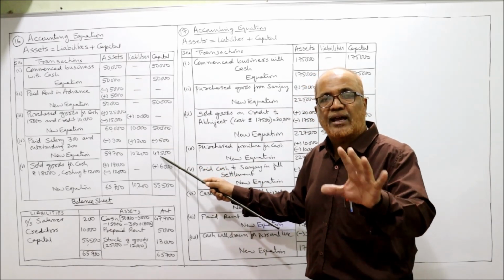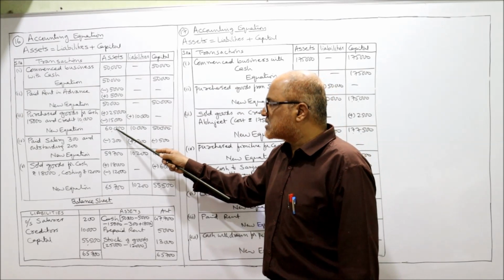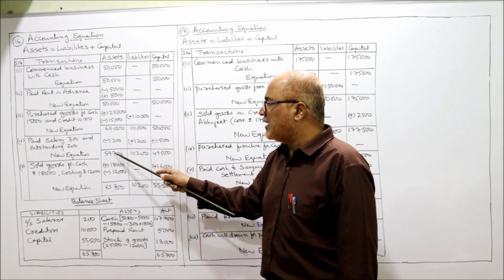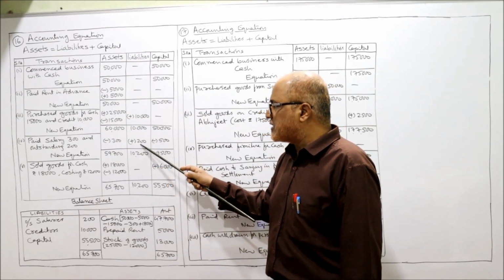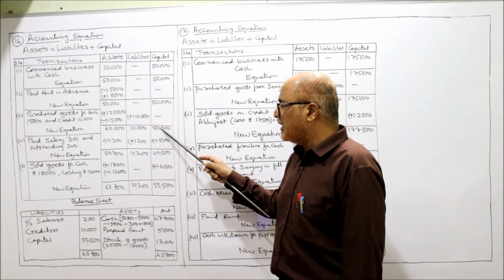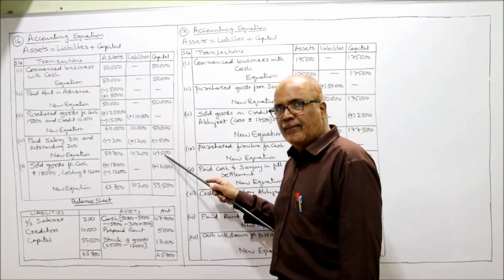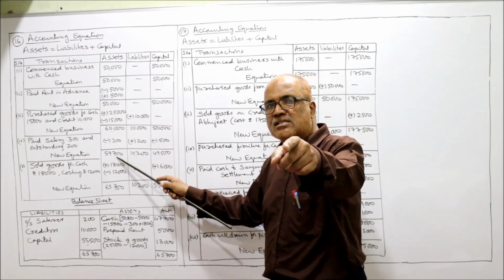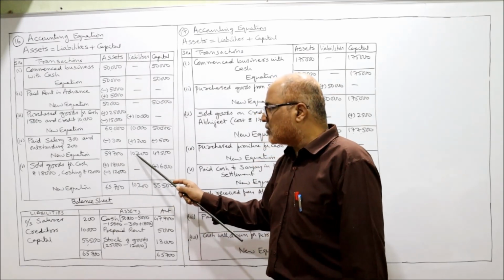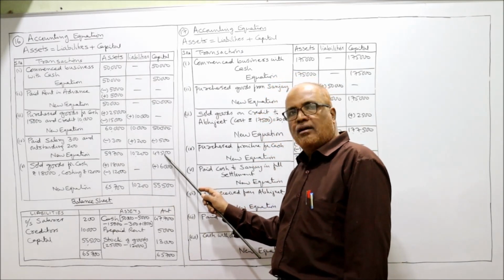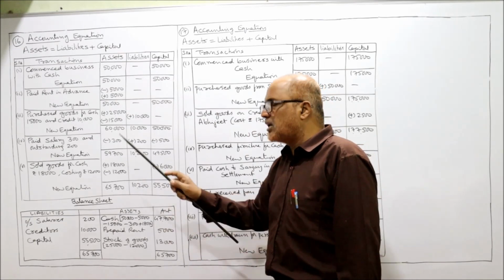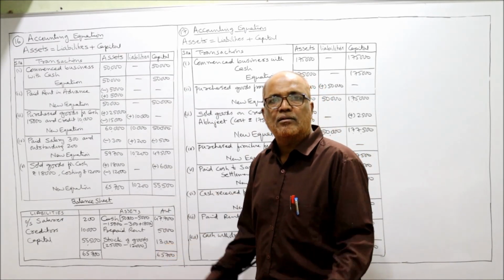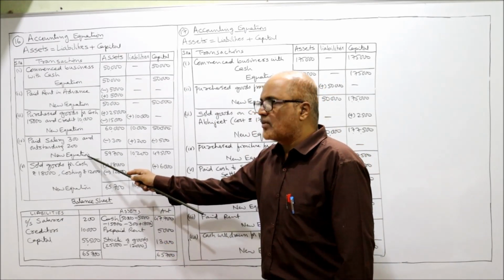Now we'll check whether our accounting equation is satisfied or not. 60,000 minus 300, 59,700. 10,000 plus 200, 10,200. 50,000 minus 500, 49,500. Now accounting equation, assets is equal to liabilities plus capital. 10,200 plus 49,500, add up these two, you must get 59,700. You are getting it. So the accounting equation is satisfied.